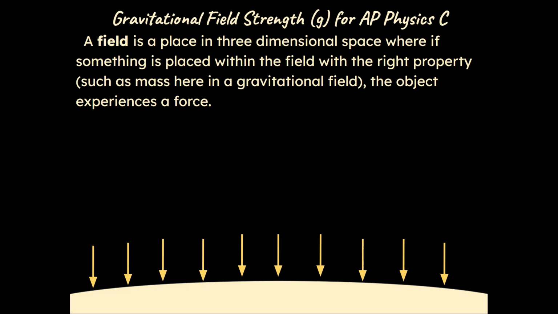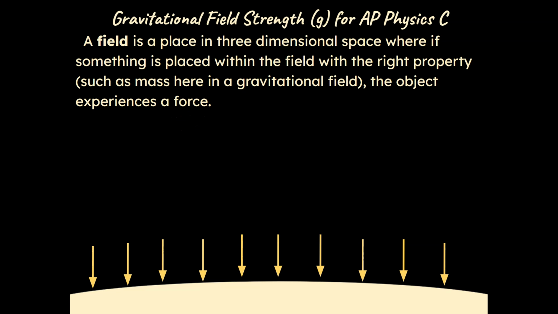Hey, welcome back. Today we're going to be talking about gravitational field strength, little g, for AP Physics CE Mechanics. So first I want to start with an important definition. A field is a place in three-dimensional space where if something is placed within the field with the right property, such as mass here in a gravitational field, the object experiences a force.